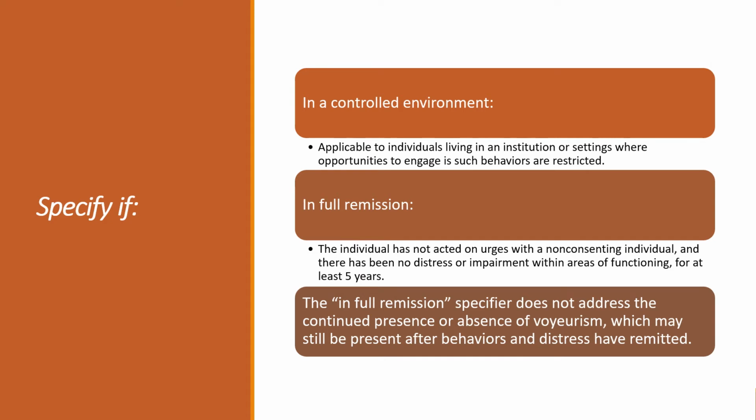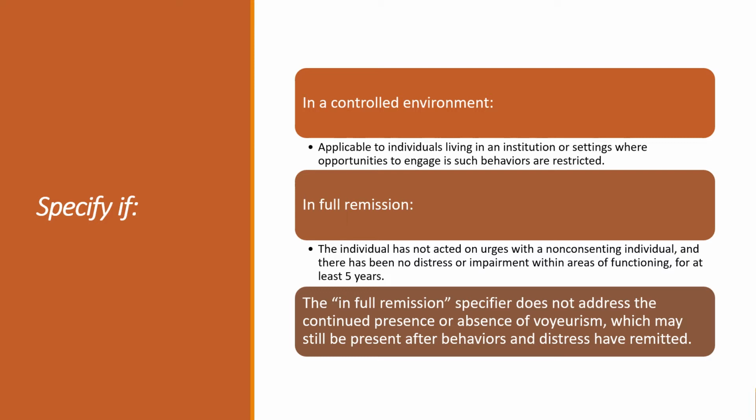To determine the progress of the person who has this disorder, we have to consider two environments. The first is in a controlled environment, which is applicable to individuals who are living in an institution or setting where opportunities to engage in such behaviors are restricted, or in full remission. This is where the individual has not acted on urges with a non-consenting individual, and there has been no distress or impairment for at least 5 years.